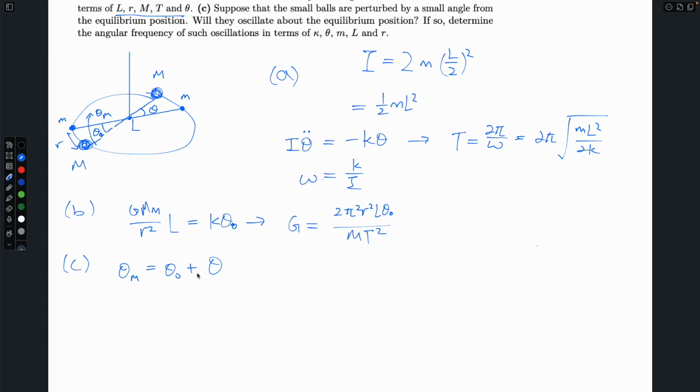And then I can write the equation of motion. This will give me I theta double dot equals the torque, where I is the moment of inertia of the whole system. So there are two contributions to the torque. The first is just from the two rods, from the two small masses.